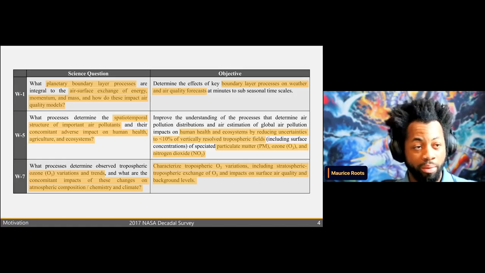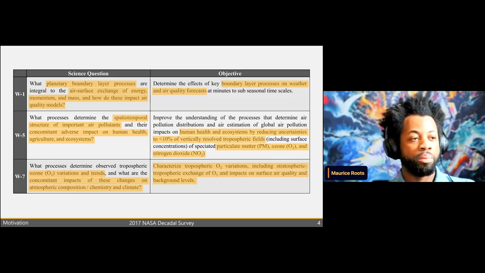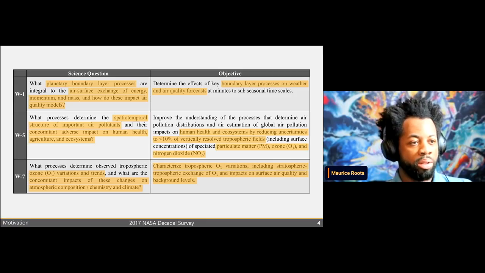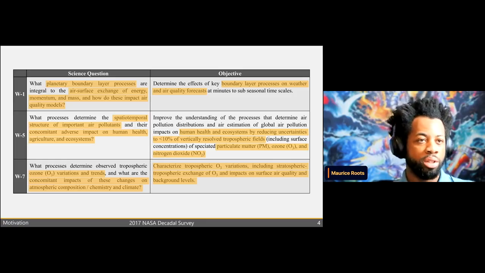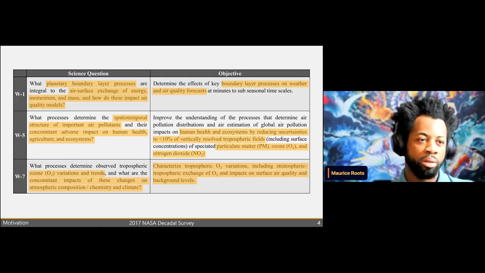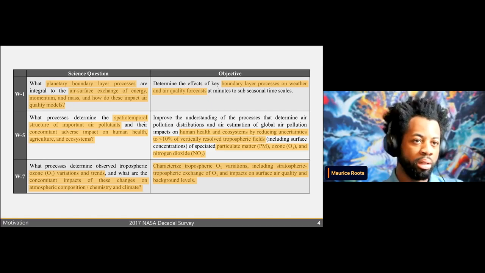And then lastly, specifically about ozone itself, which is my main focus: what are the trends that are happening on the natural scale, and that are affecting the composition and chemistry on scales that are short term and also relevant for climate?